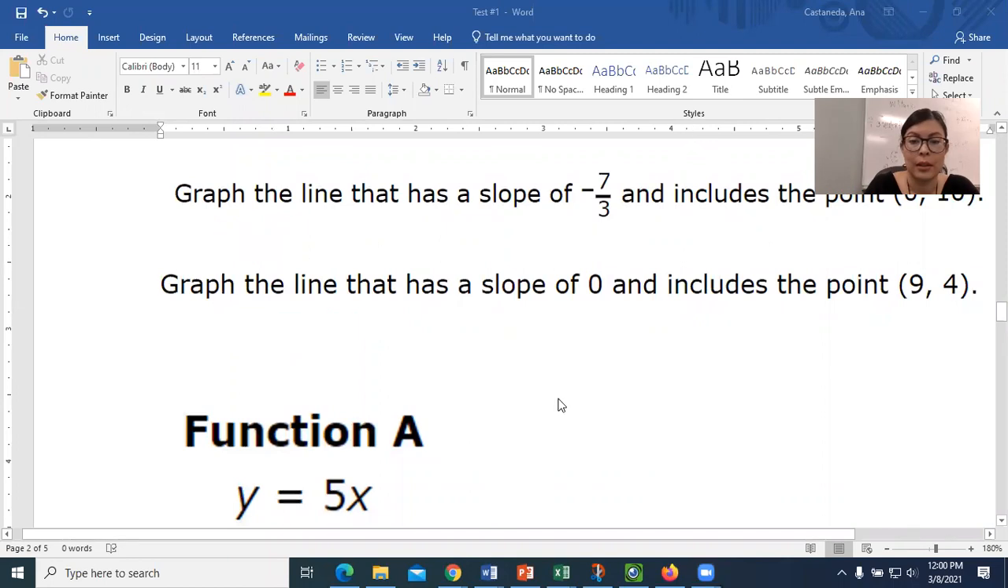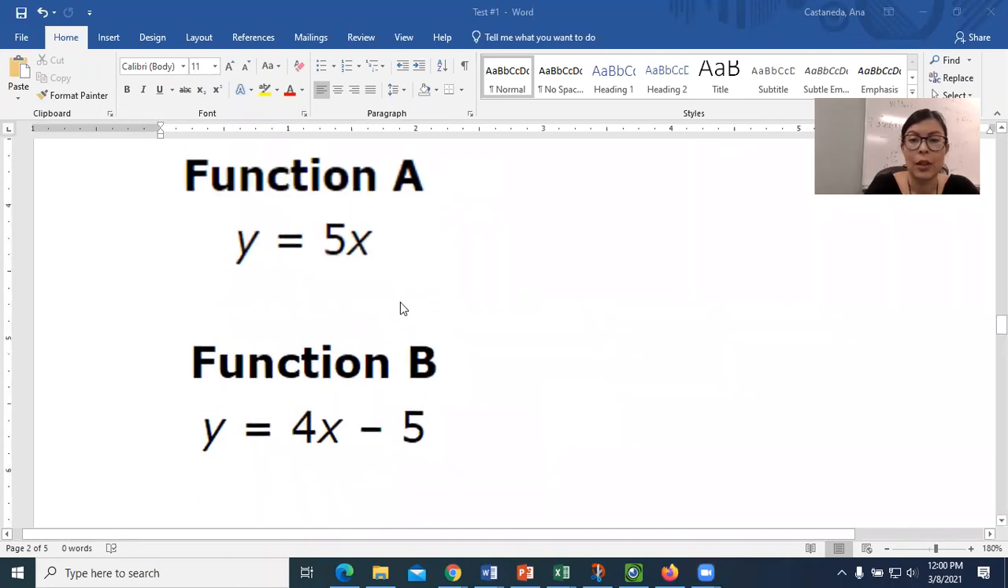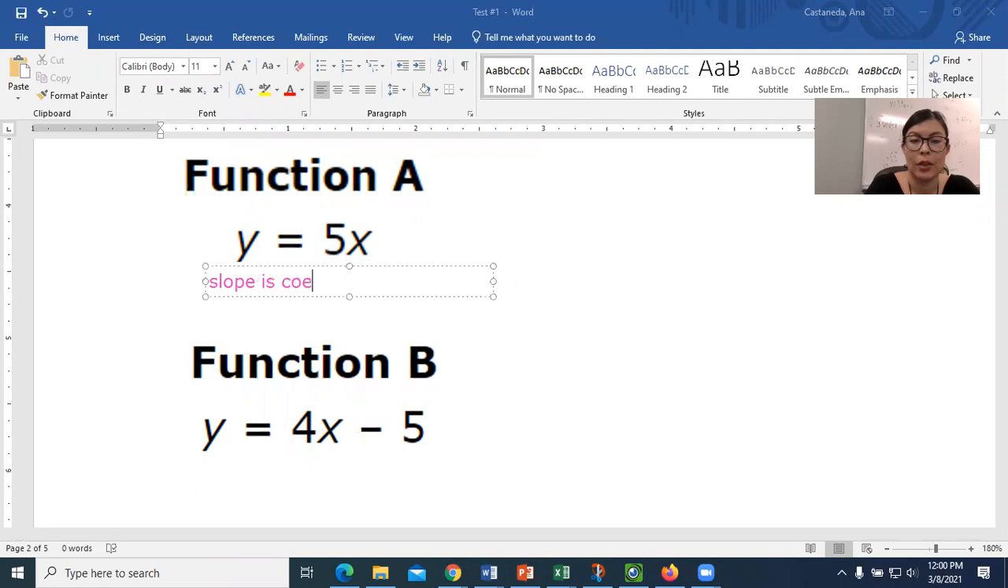All right. Okay, for this one, the slope is a number in front of the x. Slope is the coefficient of x. So this one, the slope is 5. Okay, and the y-intercept, the number without x or y, there's no number there. So the number for nothing is 0. So the y-intercept is 0 because there's no number there.